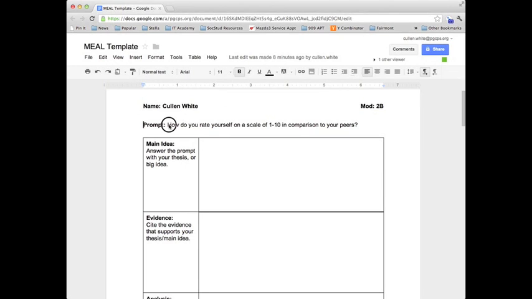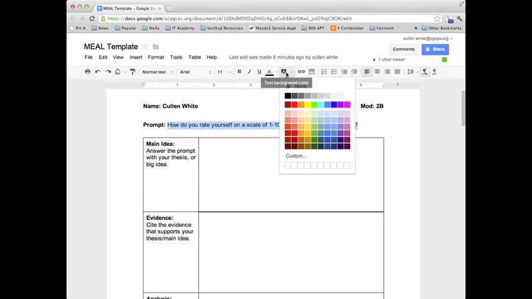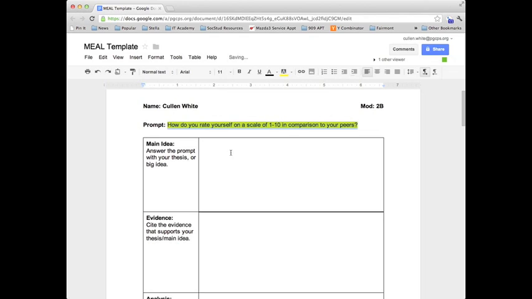Mr. Smith here with me, Mr. Overman, and today we are going over how to write a proper meal paragraph. And that MEAL stands for main idea, evidence, analysis, link back, and it is great for nonfiction writing. You want to start off by looking at your prompt. For our prompt today, we have, how do you rate yourself on a scale of 1 to 10 in comparison to your peers? Remember, MEAL stands for main idea, evidence, analysis, and link back.